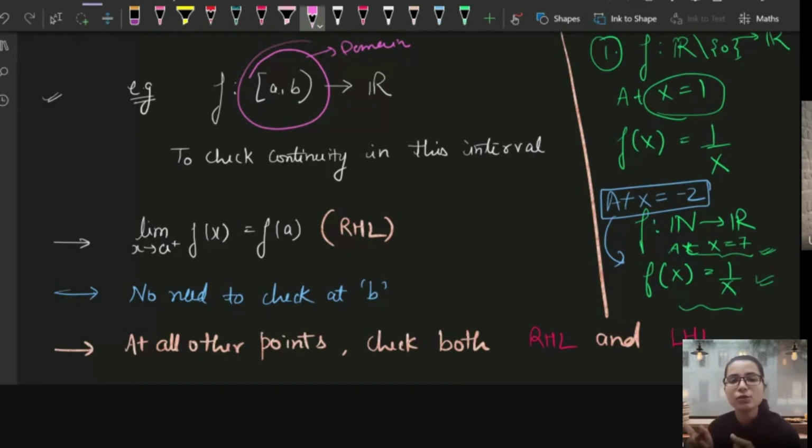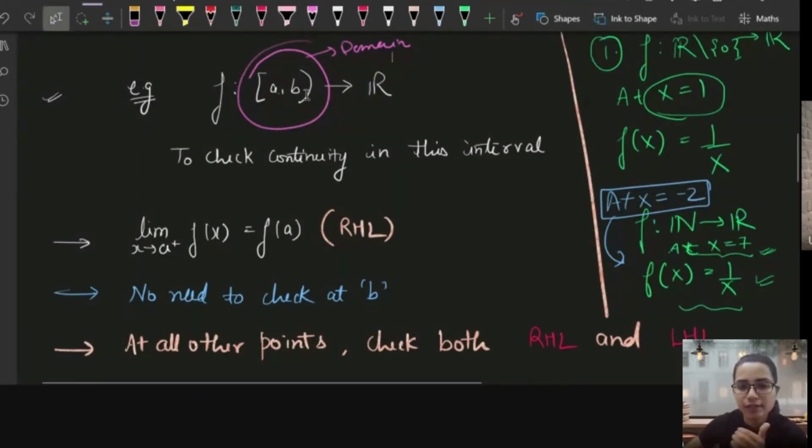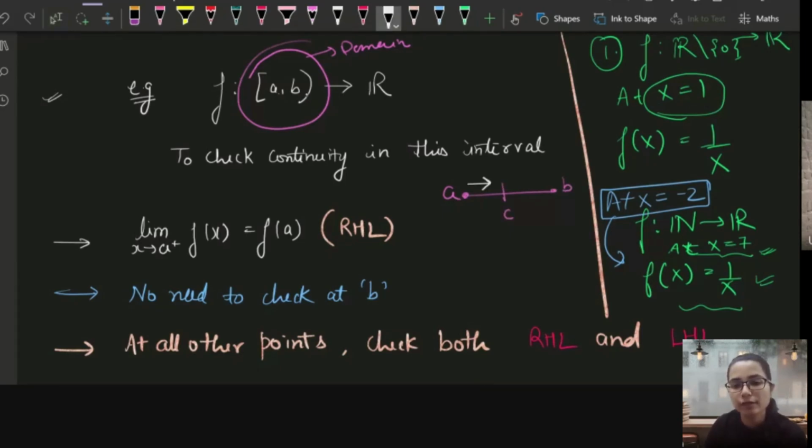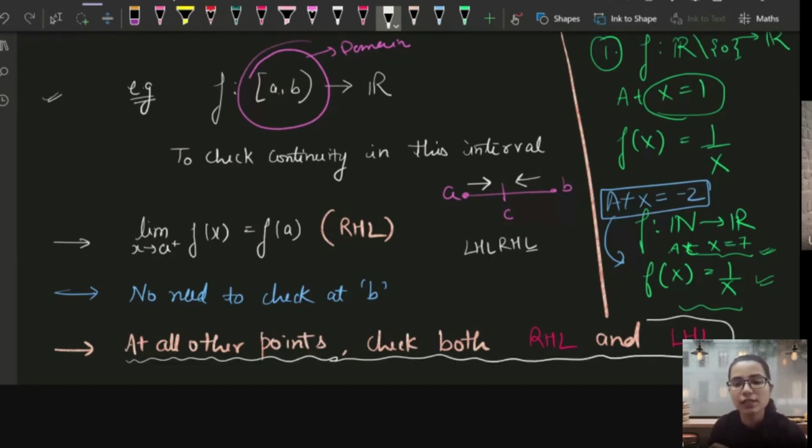Okay, so this is the domain that has been given to you. If you want to check the continuity on this interval, what you will do? For all the inside points except A and B, you need to check both left hand limit and right hand limit. Suppose there is a point, let's say between A and B, there is a point C. If you want to check the continuity at C, you need to approach C from left and approach C from right. So you need to check both LHL and RHL for C. So I have written this. At all other points, you need to check both RHL and LHL.